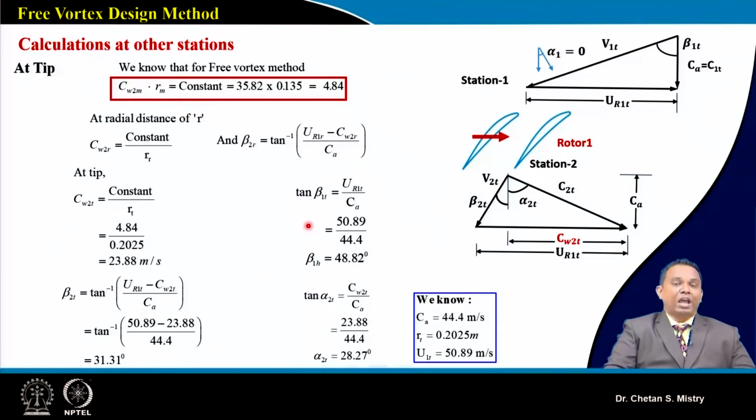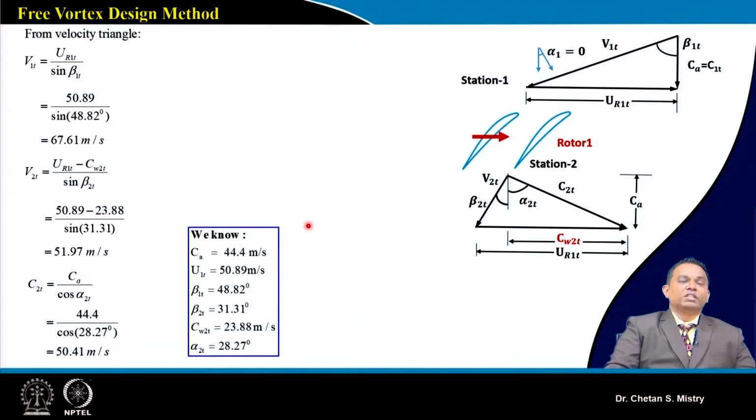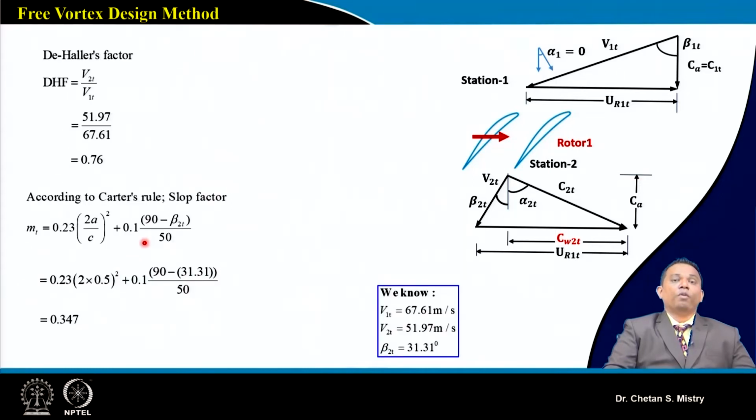So without taking much time, let's move ahead with the calculation of the relative velocity ratio near the tip station. We have my inlet relative velocity as 67.61 meter per second, my outlet relative velocity as 51.97, and the absolute velocity is coming 50.41 meter per second. When we take this ratio, it is coming 0.76. As we know, it needs to be greater than 0.72, and that's what is happening here.